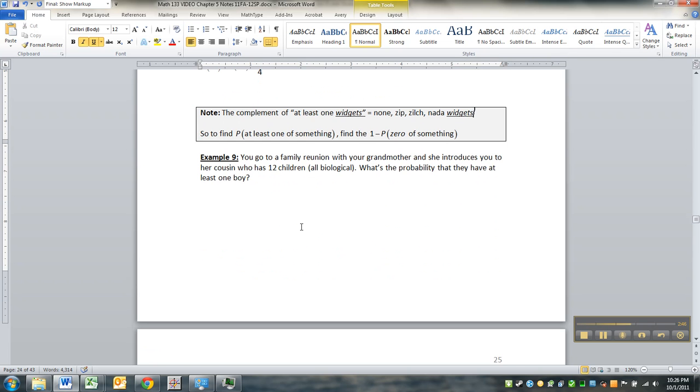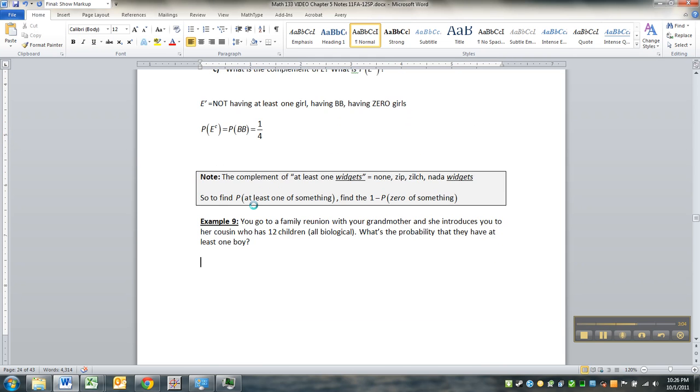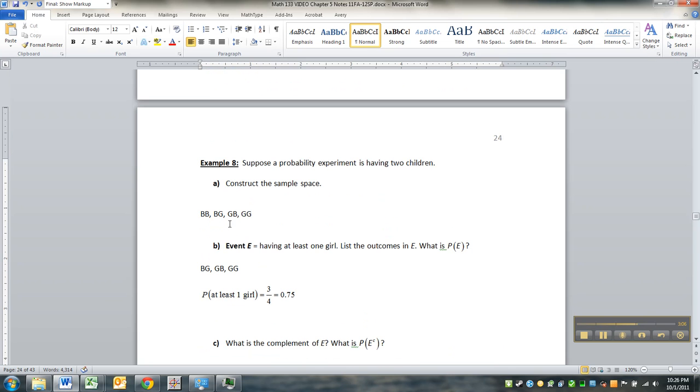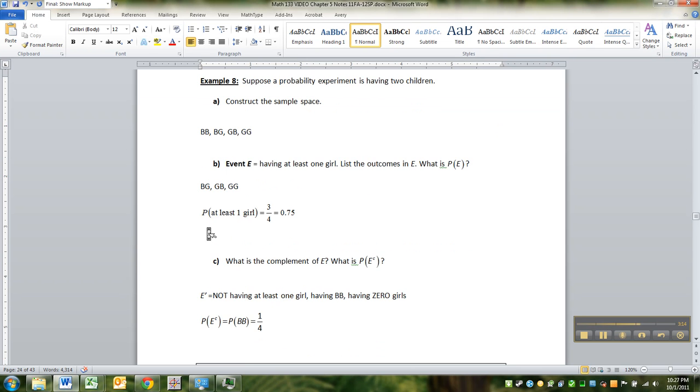All right, so you go to a family reunion with your grandmother, and she introduces you to her cousin who has 12 children, all biological. What's the probability that they had at least one boy? This is where the whole at least one, none kind of thing comes in handy. You don't want to figure out the probabilities for families of 12 children. I mean, can you imagine? Boy, boy, boy, girl, boy, boy, and so on. It would be too hard to figure out.